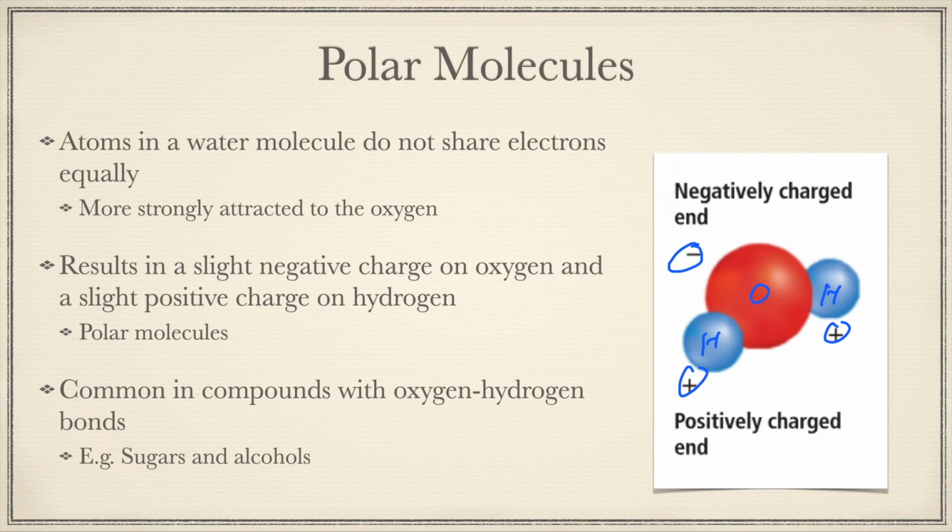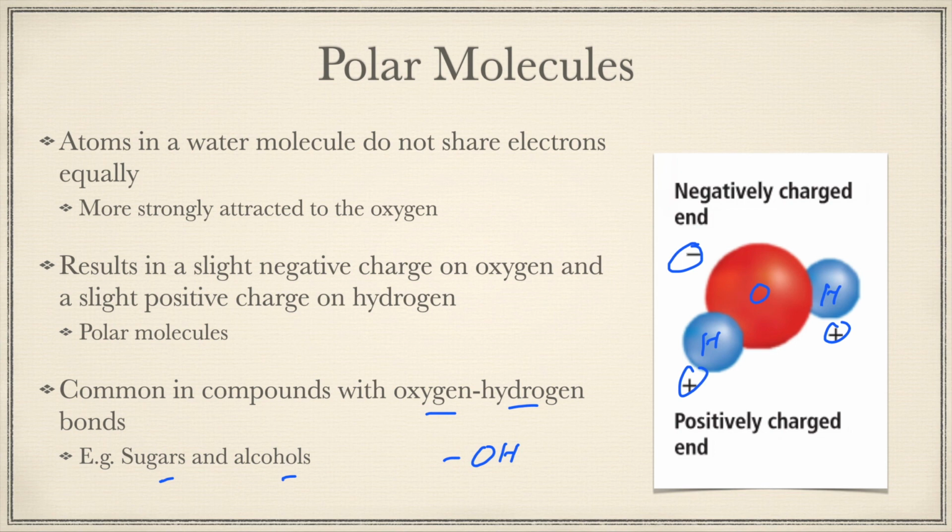This is really common in any compound that has oxygen-hydrogen bonds, because oxygen will always pull electrons away from a hydrogen. Some examples, other than water, are different sugars, which have OH groups on them. A lot of times we just call these hydroxide groups or hydroxyl groups. Alcohols also have hydroxide groups on them. So these OH bonds are pretty common in those molecules, which creates polar molecules.